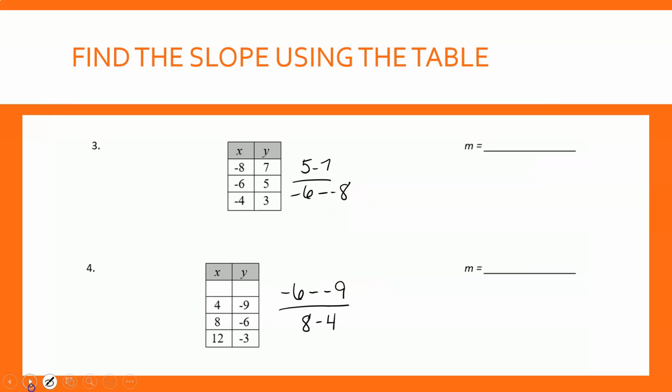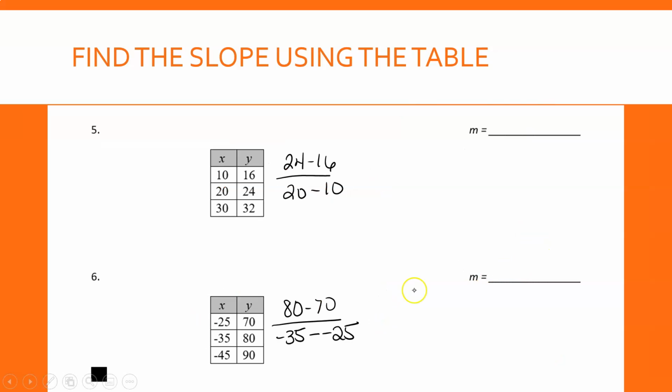You're not wrong. Okay, this one is 5 minus 7, -6 minus -8, which is plus. So 5 minus 7 is -2 over 2, and here we have -1, lots of ones. So -6 minus -9, 8 minus 4, this is a plus. So we have 3 over 4, 3/4.